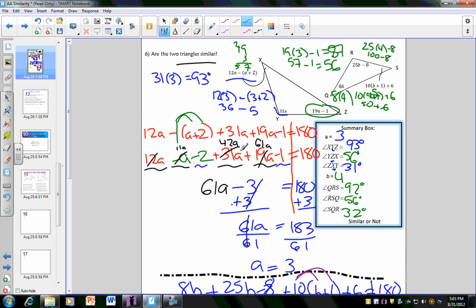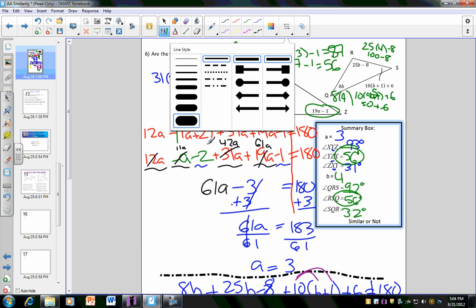All we got to do is see if we can find two angles that are the same, and that will tell us if they're similar or not. So, 93 degrees. I see 92. Close, but I don't see 93 anywhere. I see 56. I do see 56. That's good. I see one angle that they share in common. But they need to have two. 31 and 32, those are not the same either. So I only have one angle that's congruent. So are these two triangles similar?